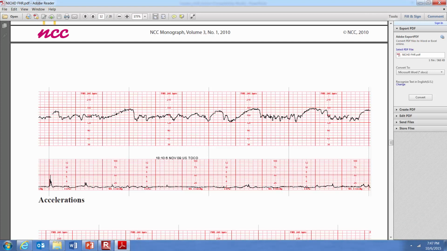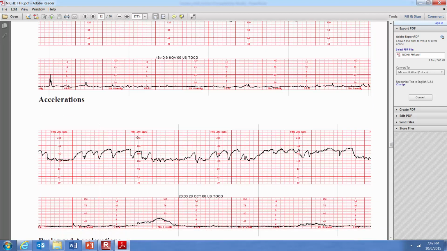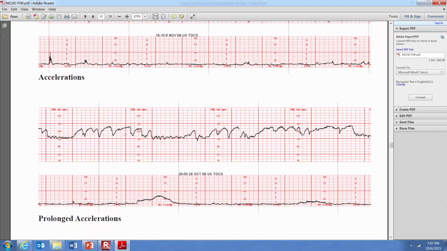Accelerations are 15 beats above the baseline for 15 seconds. That makes an acceleration. So these little things, like this one right here, that's not an acceleration because it's not 15 beats above the baseline and it doesn't last 15 seconds. So these big whoppy dealies, those are accelerations. Those are good. We like those. Yay. Okay?